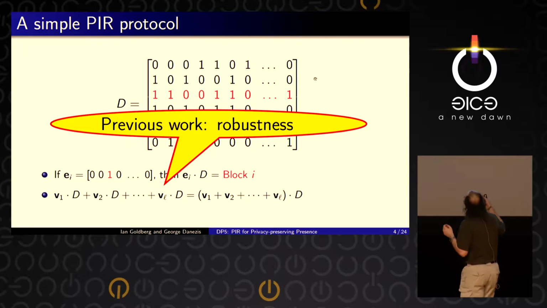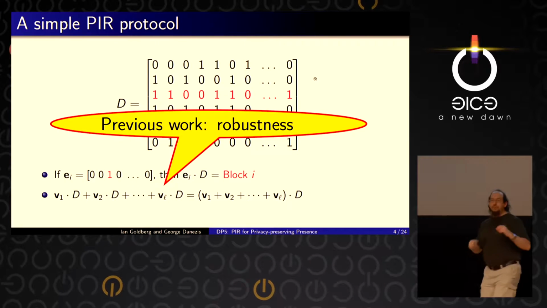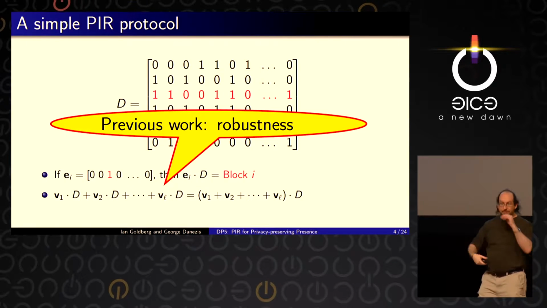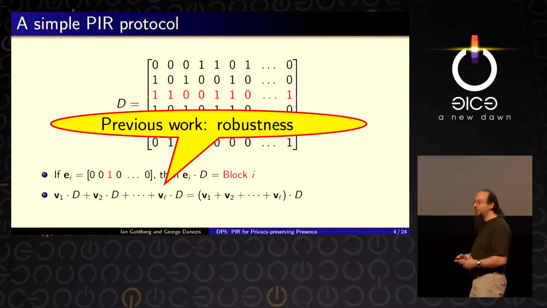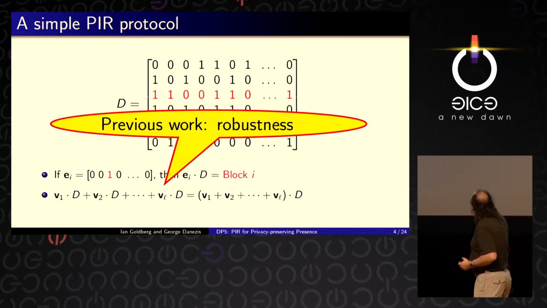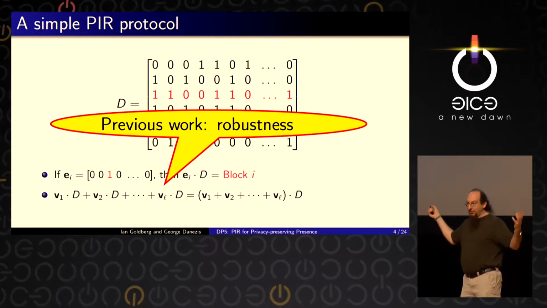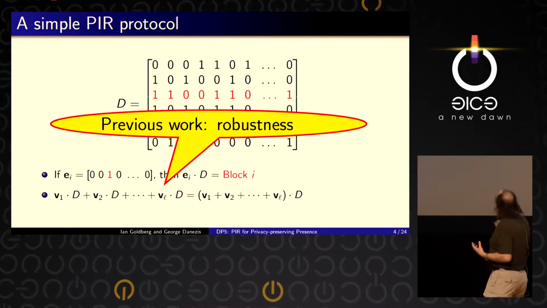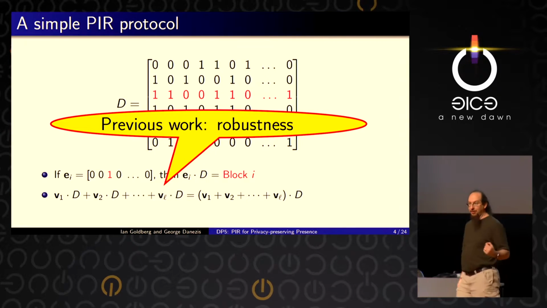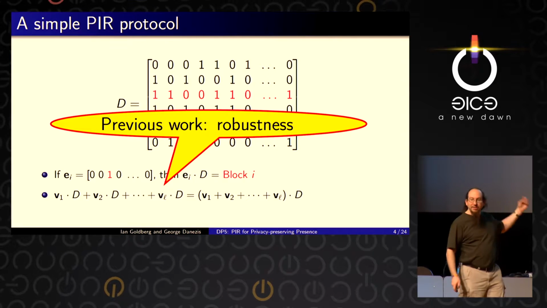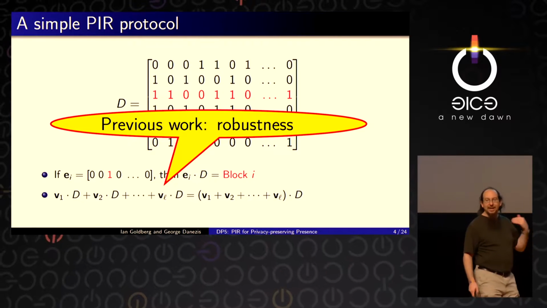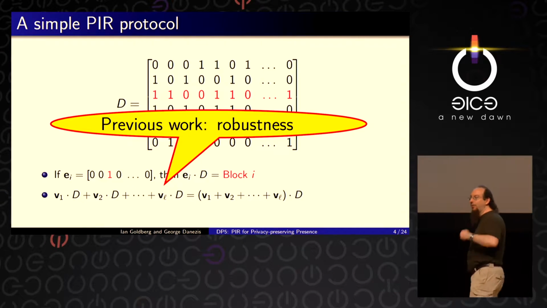Okay, so what do we mean by robust? Well, imagine one of the servers is down and doesn't give you a response. Or worse, one of the servers is malicious and gives you the wrong answer. When Alice adds up the answers, she'll just get some garbage. And worse, she can't tell which server gave her the wrong answer. Okay? So a robust protocol would allow Alice to retrieve her correct block, even if some of the servers were down or malicious.